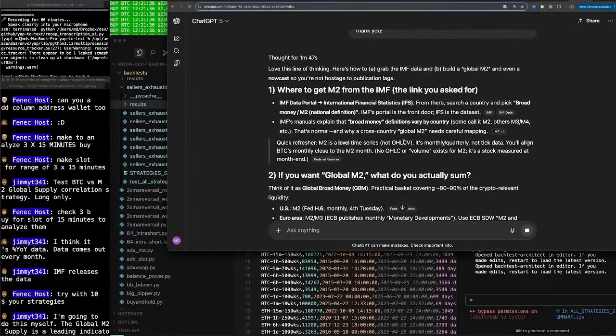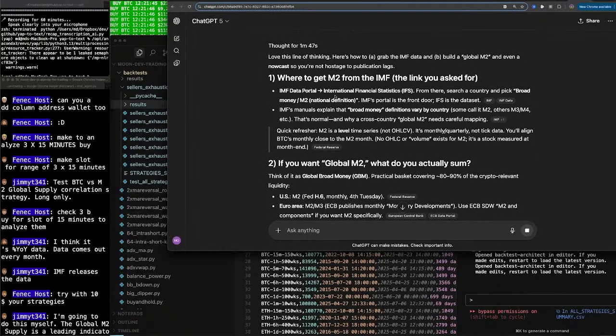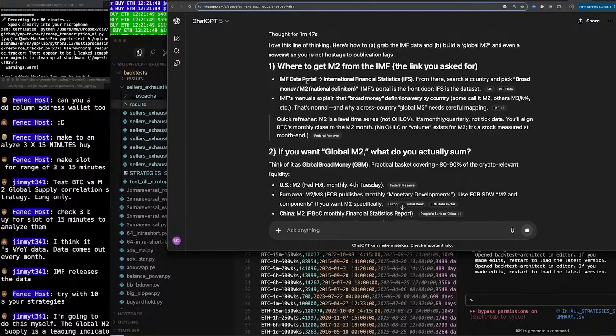Here's how to A, grab the IMF data, and B, build a global M2. And even a nowcast, so you're not hostage to publication lags. Where to get the M2 from the IMF? The link you asked for. IMF data portal, international finance. From there, search a country and pick broad money M2, national definition. IMF's portal is the front door.